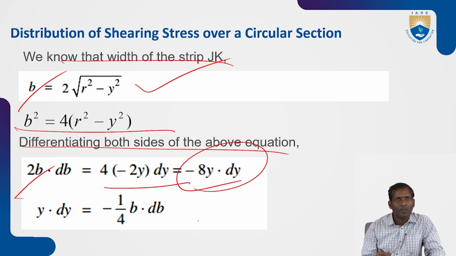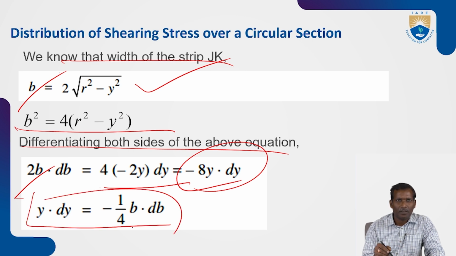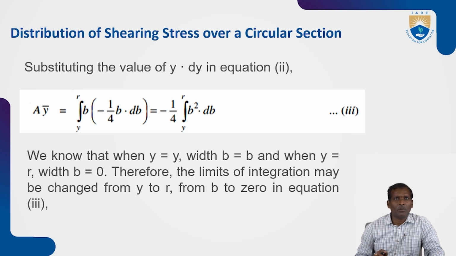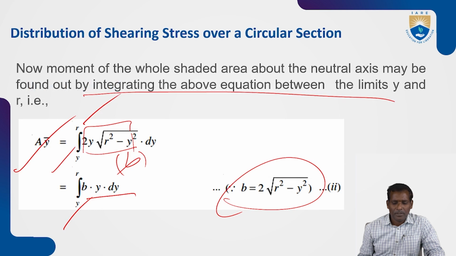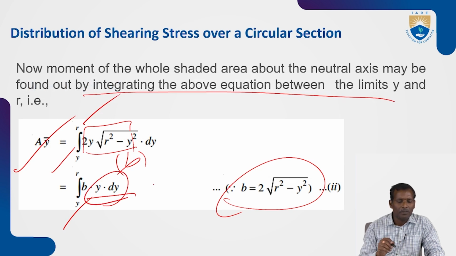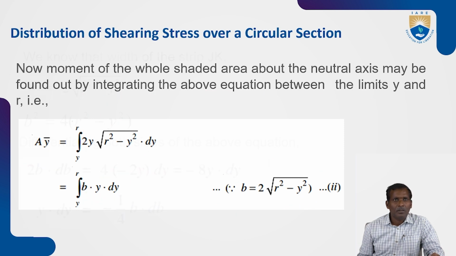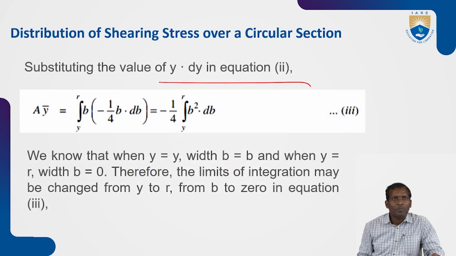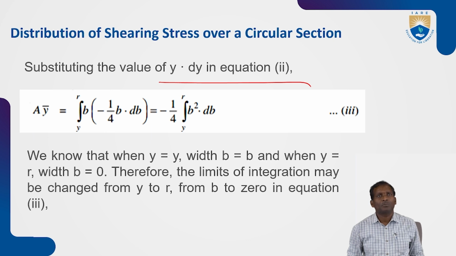So that is 8y into dy. Taking the y terms to one side, the left side, and the b terms to the right side: y into dy is equal to minus 1 by 4 into b into db. So now substitute the value of y into dy in equation 2. In equation 2, y into dy into b is the total shaded area moment.